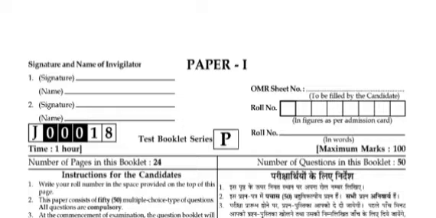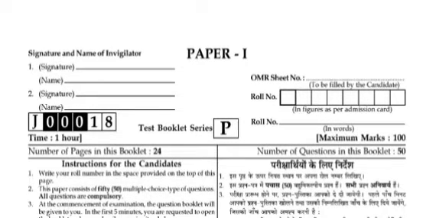Hello viewers, we have been discussing various question papers related to UGC NET paper 1, which is a common paper for all. In that endeavor, we have already discussed more than 10 years of question papers, and in this video we will discuss the 2018 UGC NET paper 1 July question paper, which is set A.